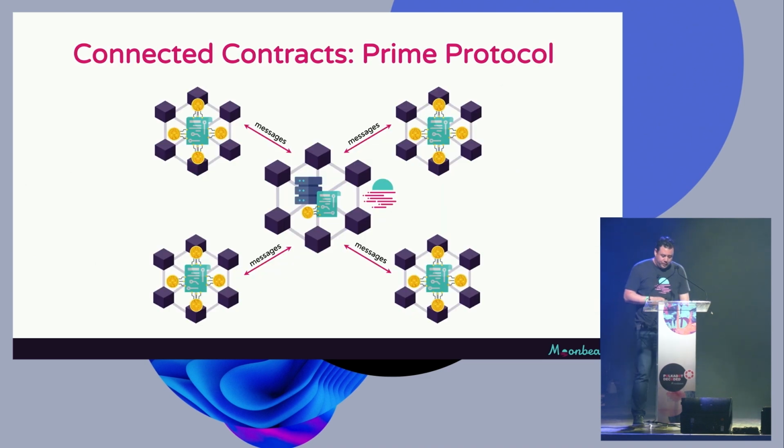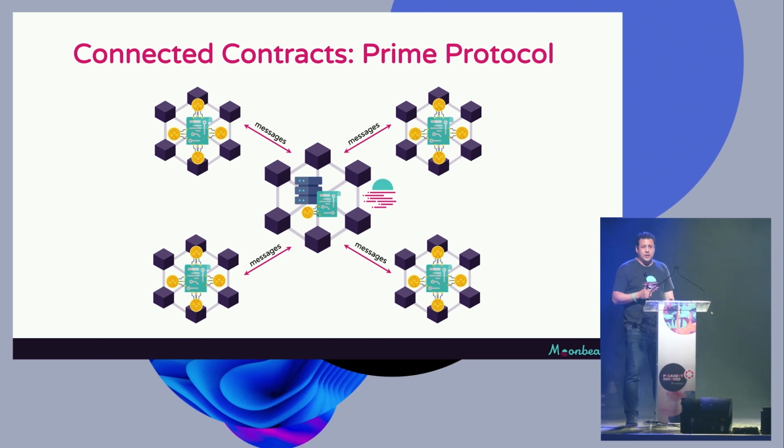I'll use another example here, and you'll be hearing from Colton at Prime tomorrow, so I don't want to steal too much of his thunder. But the idea here is a different use case that uses connected contracts. And the idea is that you have a number of smart contract deployments on many chains, just like the Sushi example. You have a deployment on Moonbeam, you have a deployment maybe on ETH mainnet, Avalanche, a whole bunch of other chains. But they're connected with messages.